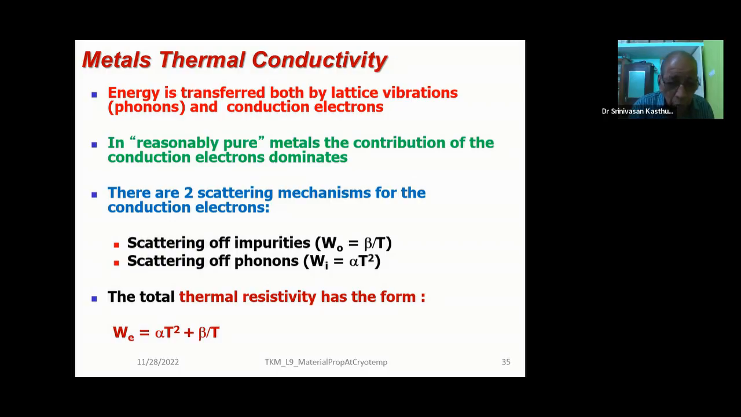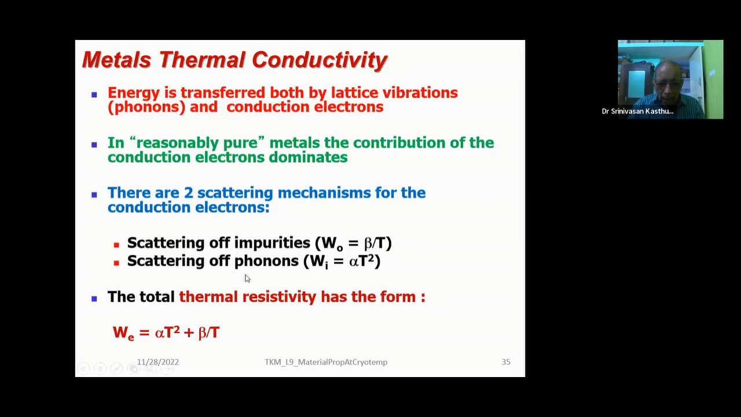What is the impedance? It is due to impurities in the material. Then there are also phonons, that is the lattice vibrations themselves, which do not allow the energy to be transferred. So this impedance, or scattering mechanisms, in other words, is a thermal resistance. The thermal resistance due to impurities you can write as W0 equals beta by T, that is beta over T. Beta is a constant, so it is inversely proportional to temperature.